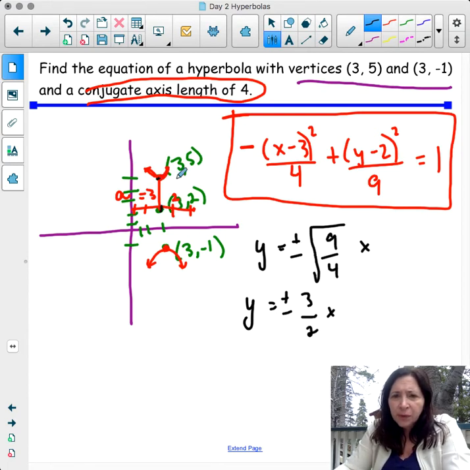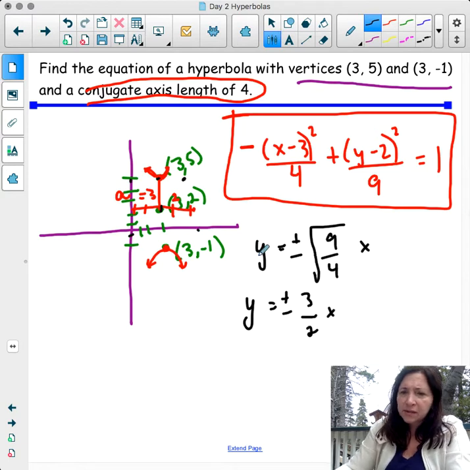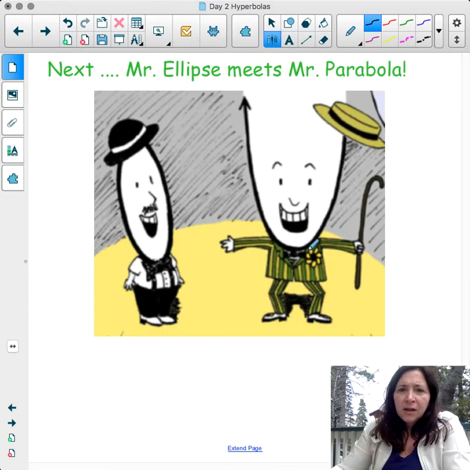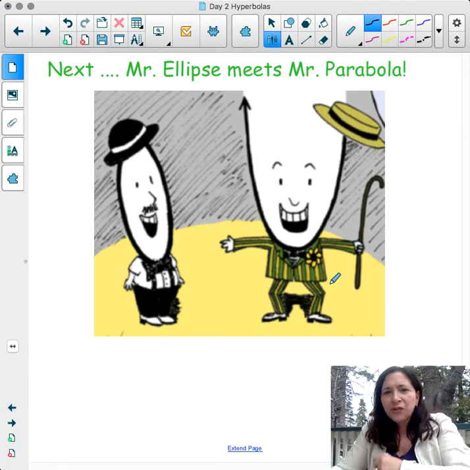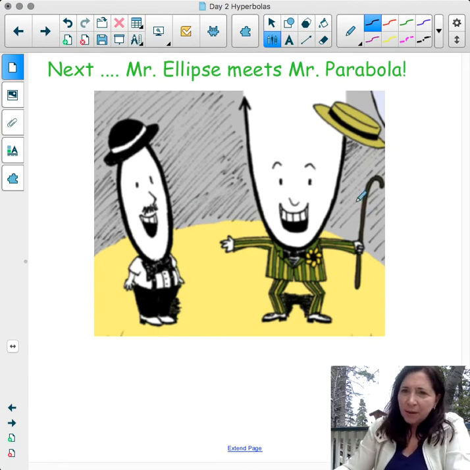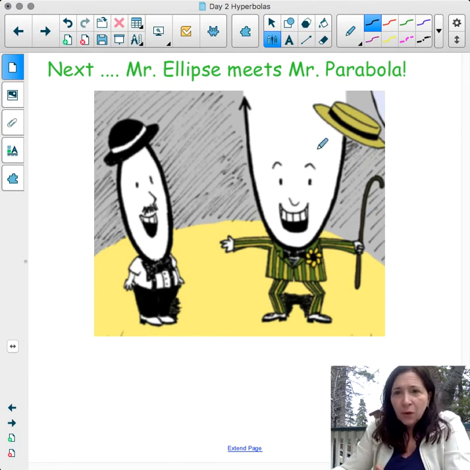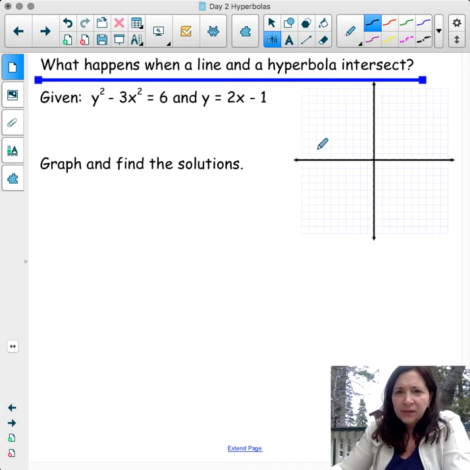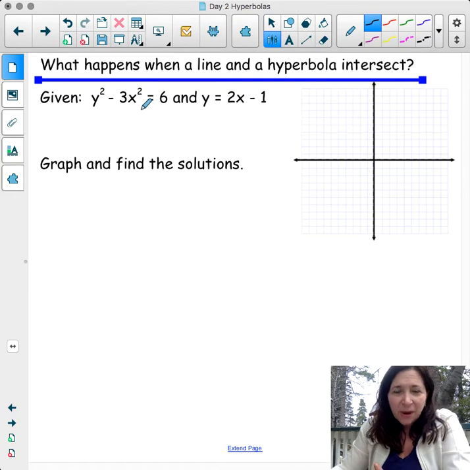So meaning up 3 over 2. So what that did was that gave me the corners of my box. All right, cool. So what happens when Mr. Ellipse meets Mr. Parabola? Well, we're going to be finding that out pretty soon. But since we haven't covered parabolas, we don't know yet.